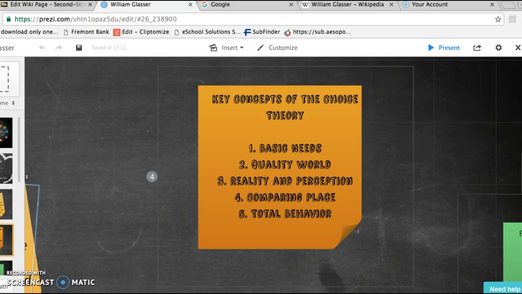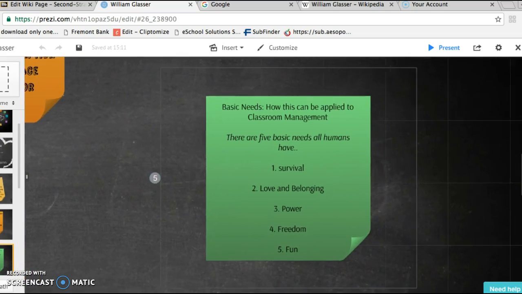The key concepts of choice theory: number 1 is basic needs. Number 2 is quality world. 3 is reality and perception. 4 is comparing place. And 5 is total behavior. So those are the 5 we'll be focusing on right now.